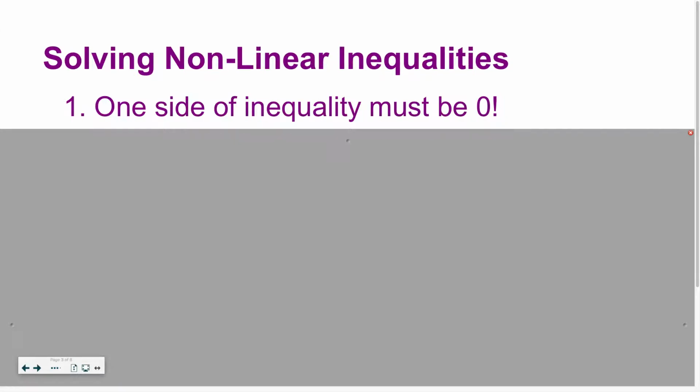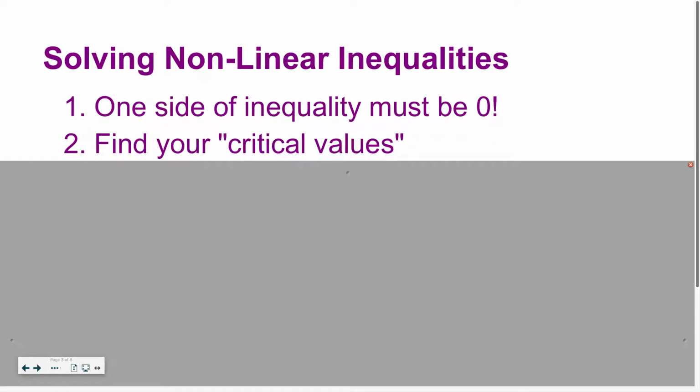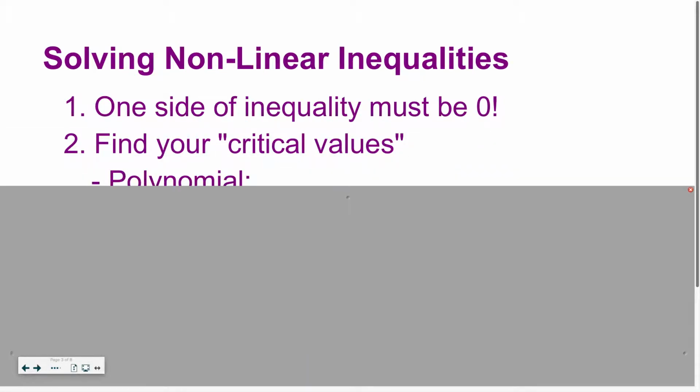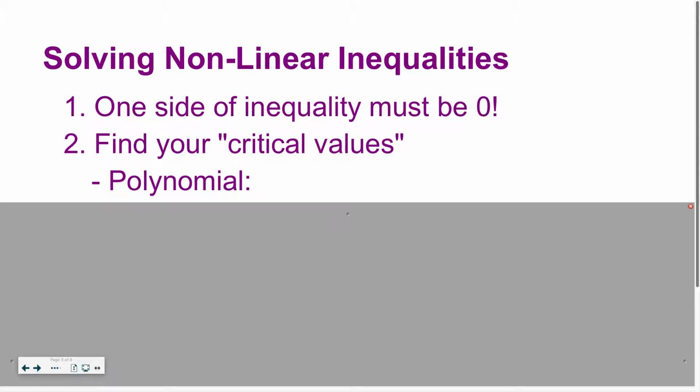Before you start any of my nonlinear inequalities, please make sure one side is equal to 0. If it's not equal to 0, you'll move things around so that it is. Okay. The second step is find your critical values. Now, this is what the book calls them. They're the places on your graph where you can change from positive to negative or negative to positive.